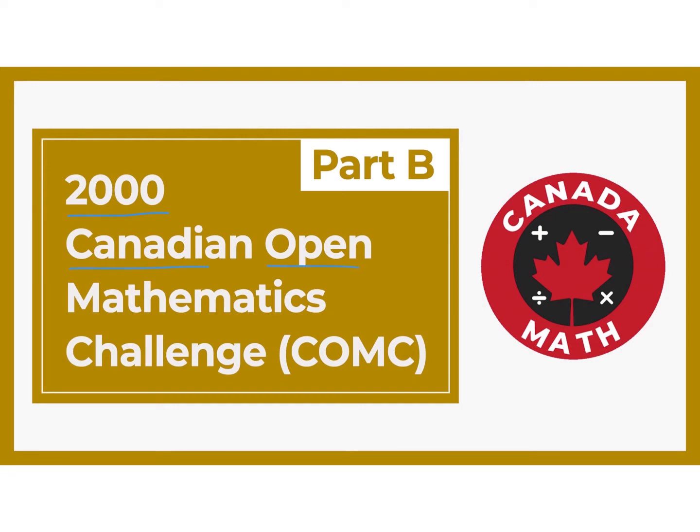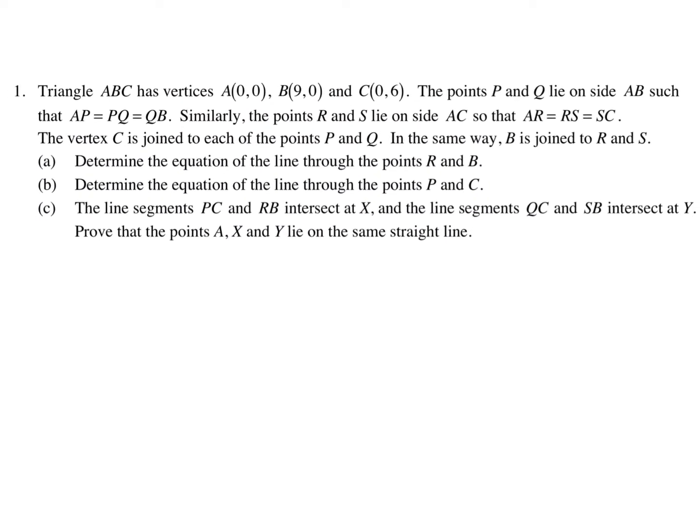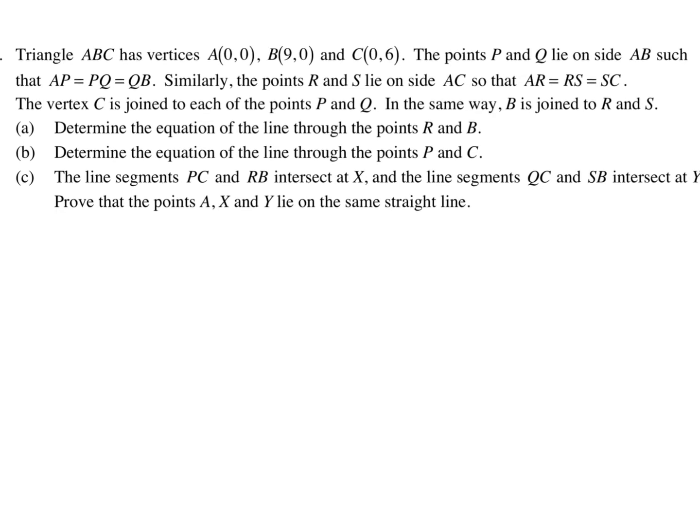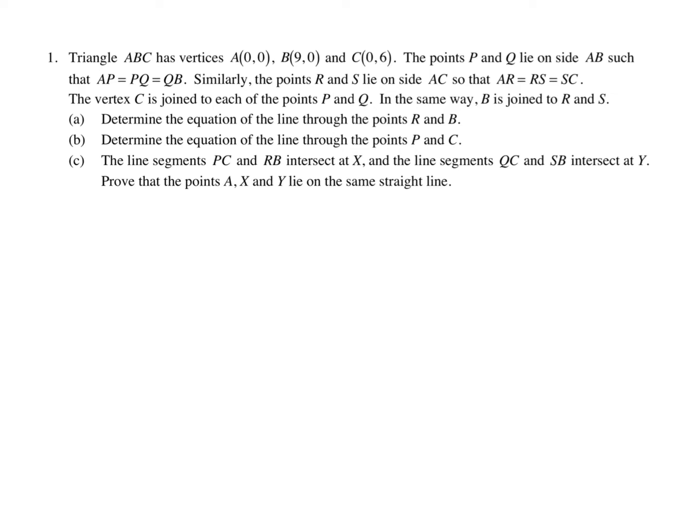2000 Canadian Open Mathematics Challenge, Part B. Triangle ABC has vertices (0, 0), (9, 0), and (0, 6). The points P and Q lie on side AB such that AP equals PQ equals QB.